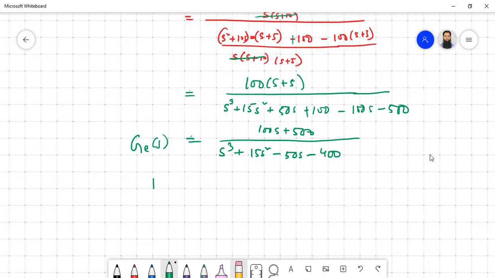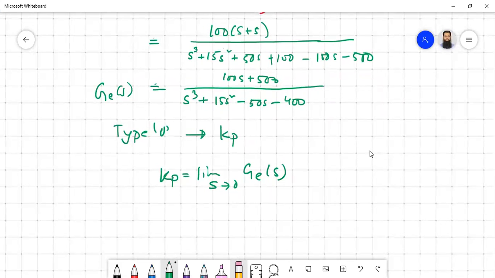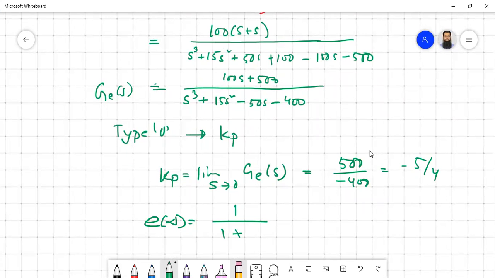Since it is a type 0 system, we have to go for the evaluation of Kp. So Kp is limit S tends to 0 of G equivalent of S. Simply all the S terms will be replaced by zero. What we'll be having is minus 500 by minus 400, so basically minus 5 by 4. The definition of the steady state error in terms of your Kp is 1 by 1 plus Kp.